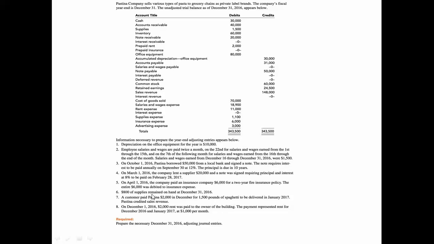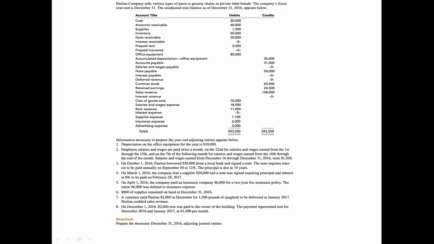$800 of supplies remained on hand. So the difference here is, okay, what do we have for supplies over here? We have 1,500, and now we have 800. So the difference between that is 700, right? 1,500 minus 800. So that difference, that $700, we have to account for through expense. So we debit supplies expense and credit supplies.